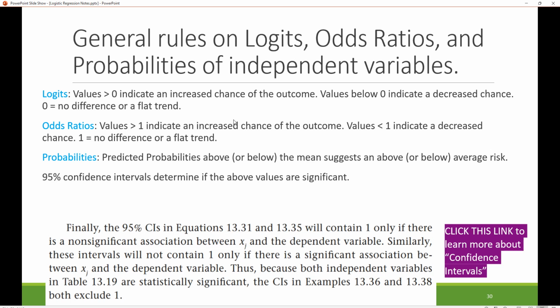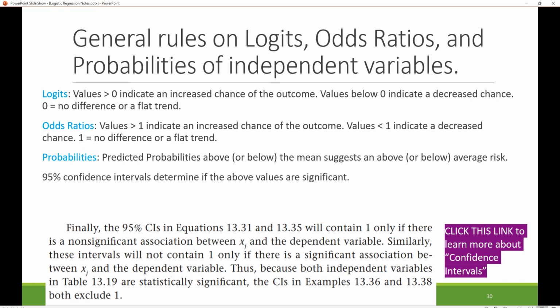So, general rules on logits, odds ratios, and probabilities and independent variables. Logits with values greater than 0 indicate an increased chance of the outcome. Values below 0 indicate a decreased chance. And 0 equals no difference or a flat trend.